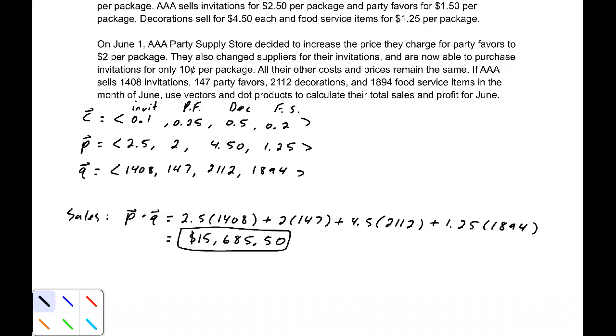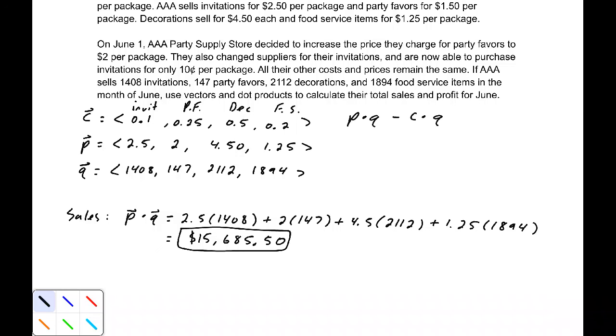Now there are two ways we can find profit. We can take their costs and subtract that from the sales. That would be one way. Or we can use a little bit of vector arithmetic. I'll actually show you what that'll be really quickly. So my end result is going to be P dot Q minus C dot Q.